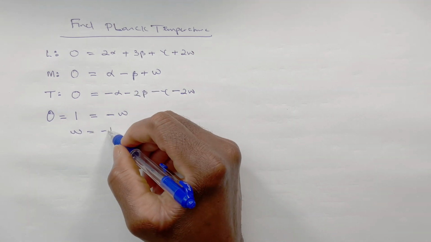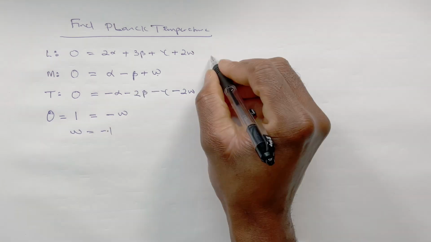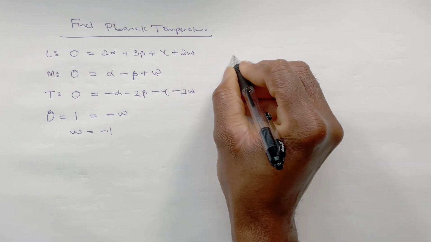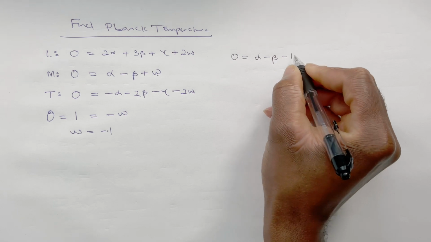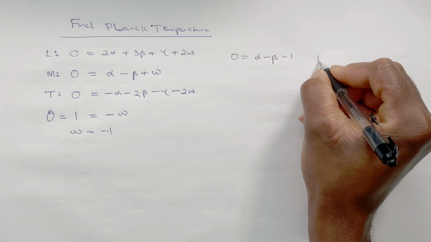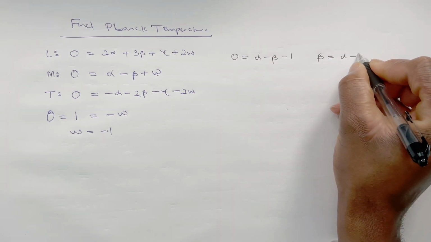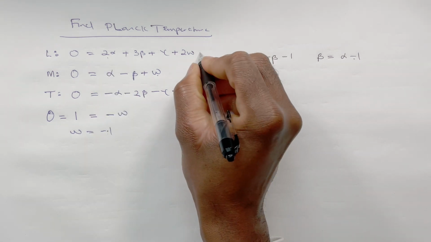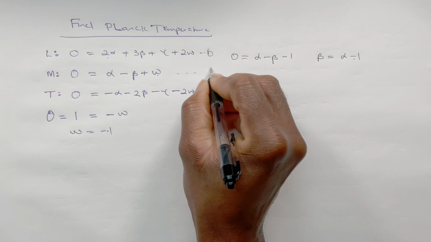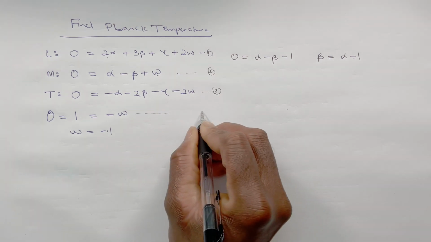And if omega is minus 1, I need to put it here. If omega is minus 1, I put it there, so that'll be 0 equals alpha minus beta minus 1, which implies that beta will be equal to alpha minus 1. So I'm going to put that and minus 1 into equation 1. This is equation 1, equation 2, equation 3, equation 4.